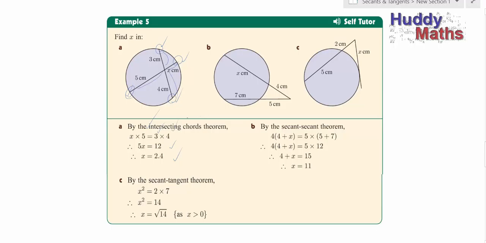Intersecting chords theorem. So I would put that in brackets after that rather than writing sentences. That's the way we usually do deductive geometry.